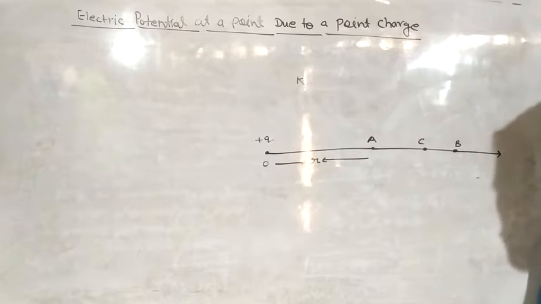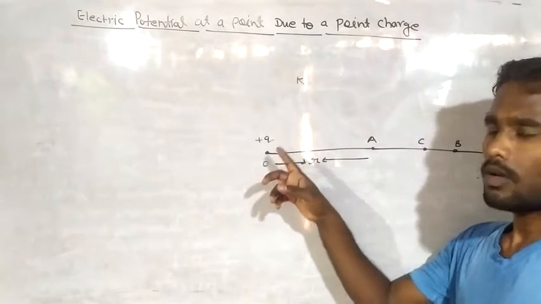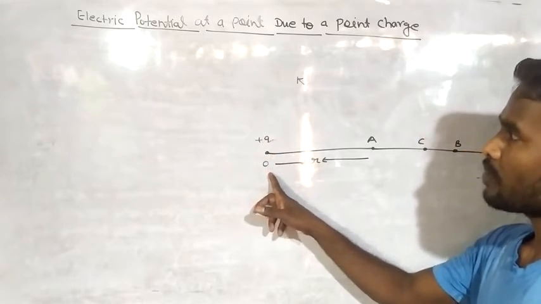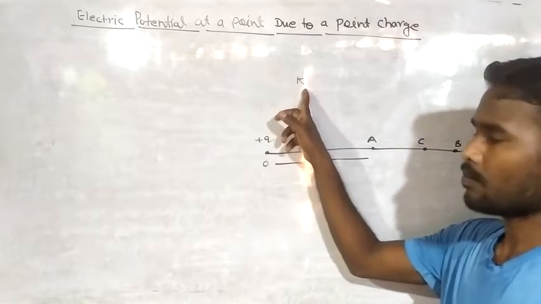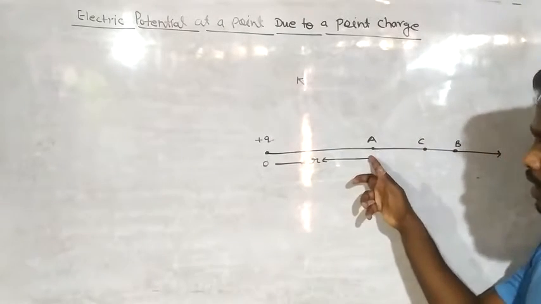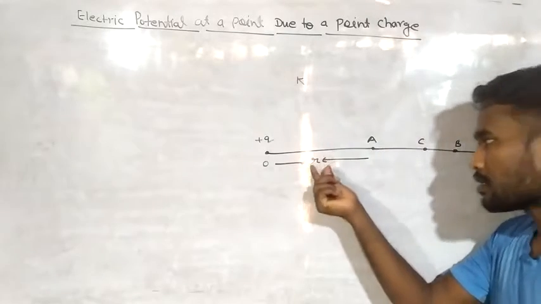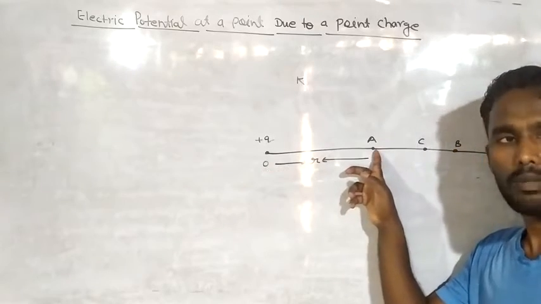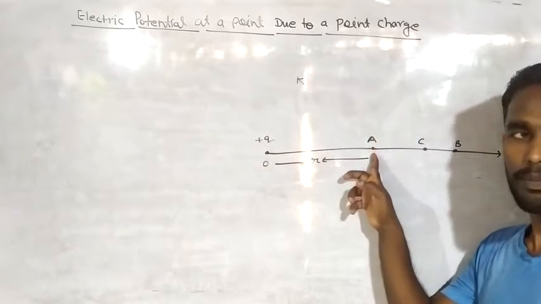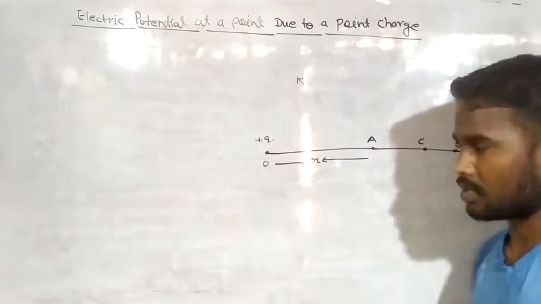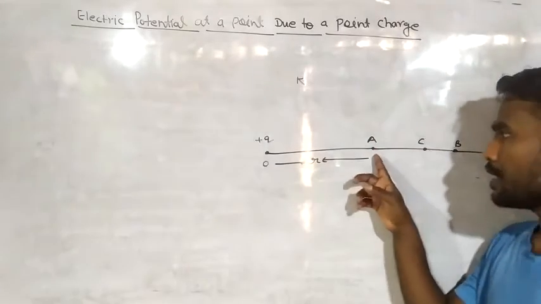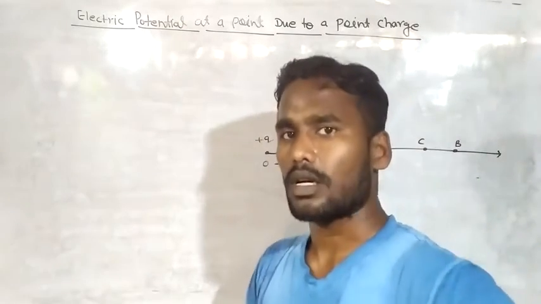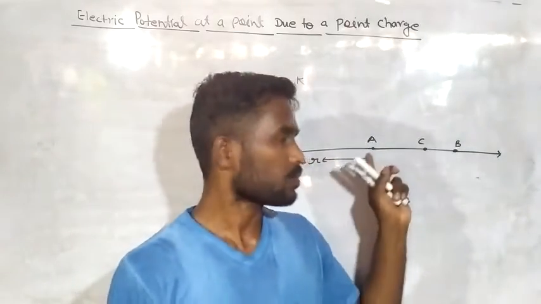Listen carefully, students. First of all we have considered a point charge plus Q situated at a point O in a medium of dielectric constant K. Now we suppose there is a point A at a distance small r from point O. We have to determine the electric potential at point A due to this charge plus Q. To find it, we have to calculate the work done in bringing the test charge from infinity to this point A.